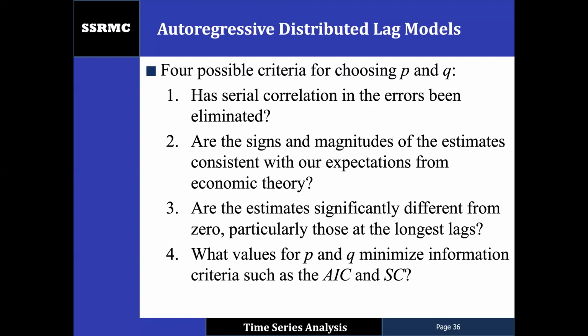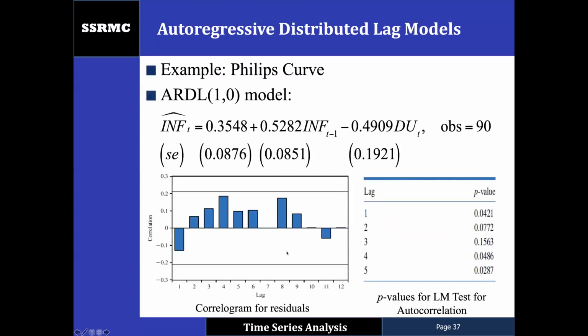SC or BIC, that's the same thing. Those are more mechanical compared with the first three, okay? And they do not necessarily give you the most economically meaningful model. So you still need to use your own judgment, look at the first three, then the fourth one can come into the picture. So let's use some examples to demonstrate how to use those criteria, particularly the last one.